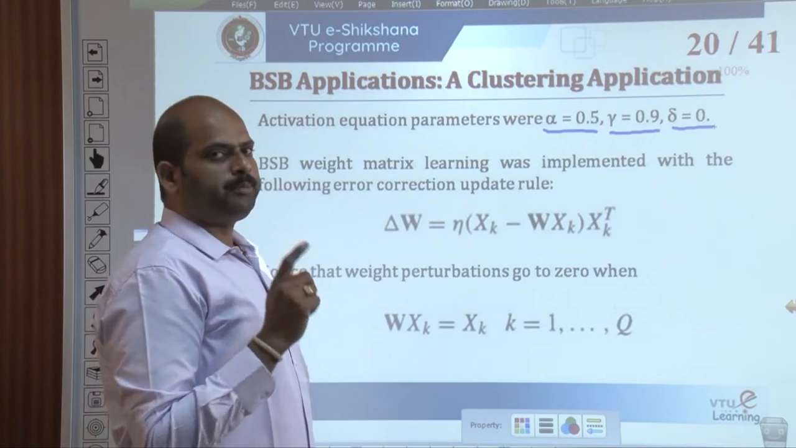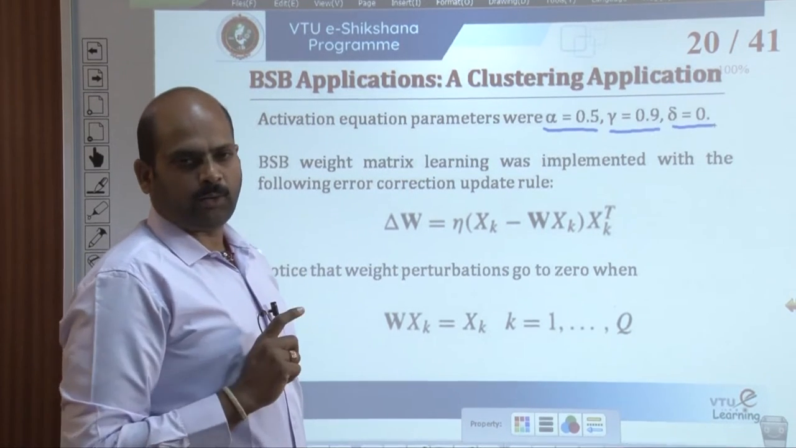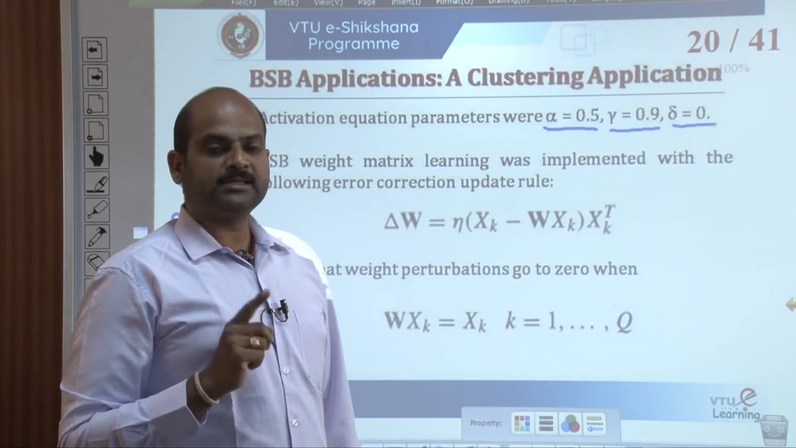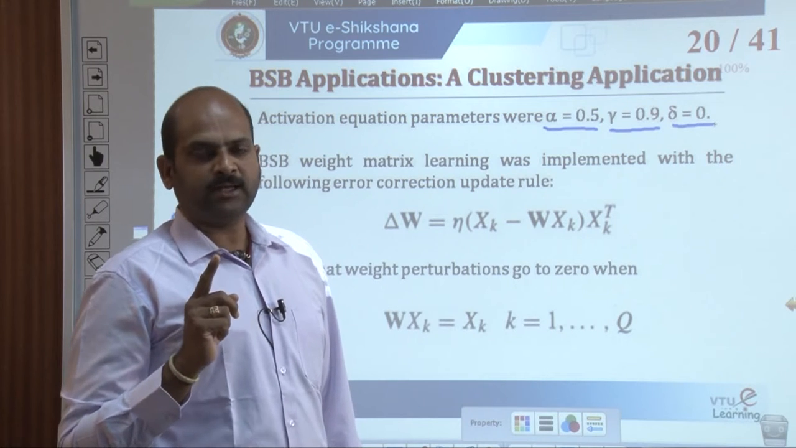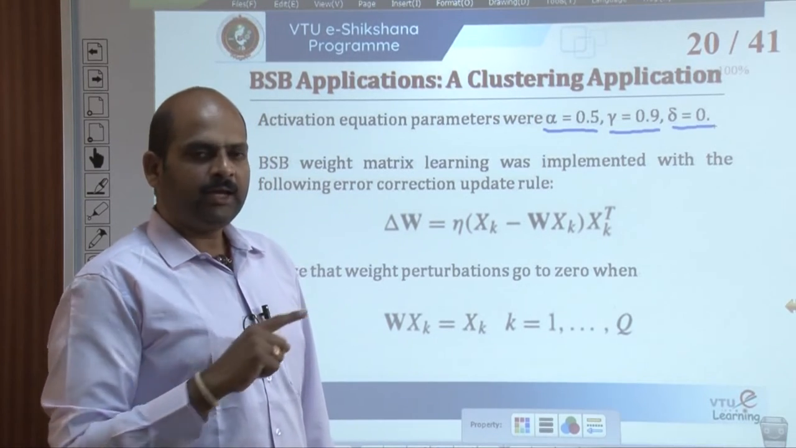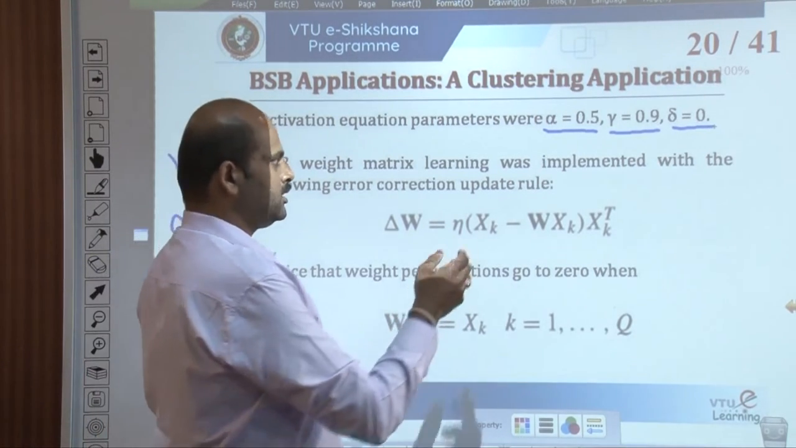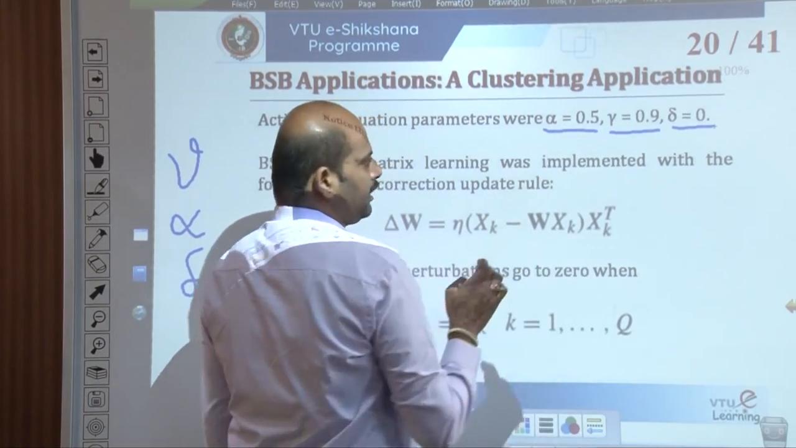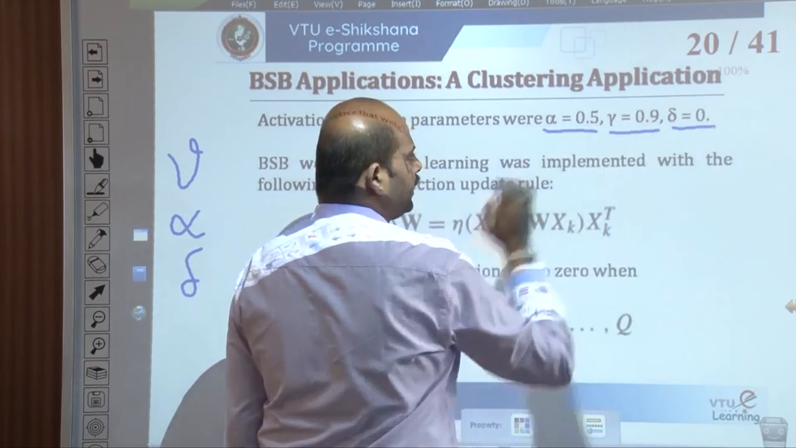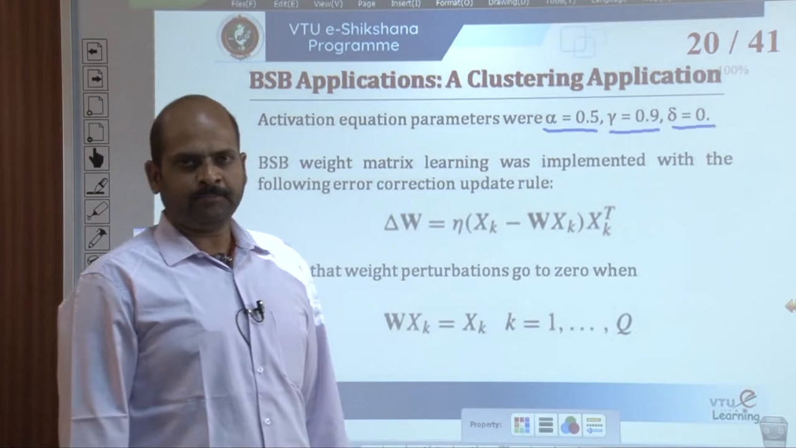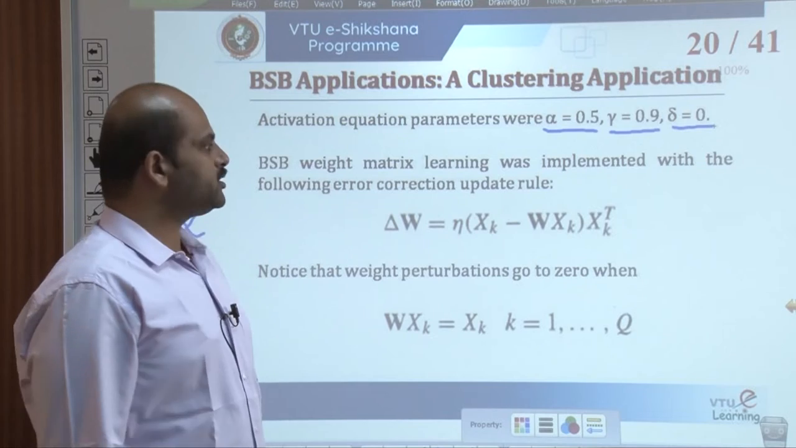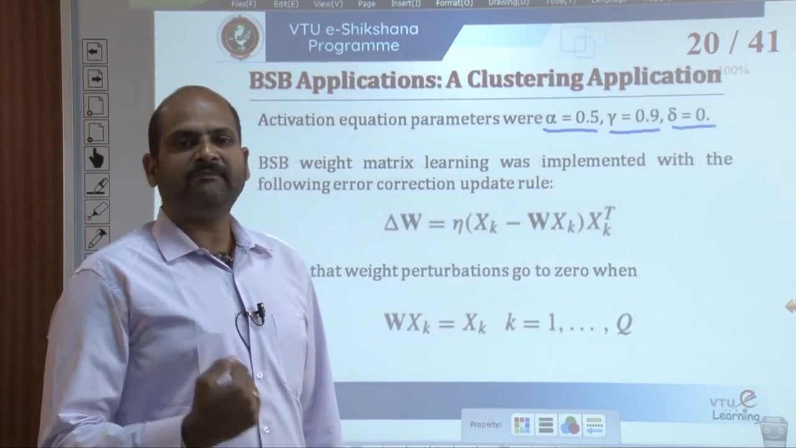In the earlier application, we considered the alpha value as well as the gamma value equal to 1 in the activation function. Here I am going to modify that, taking alpha equal to 0.5 and gamma equal to 0.9, and maintaining the delta value as 0. From this, we are going to calculate the BSB weight matrix.